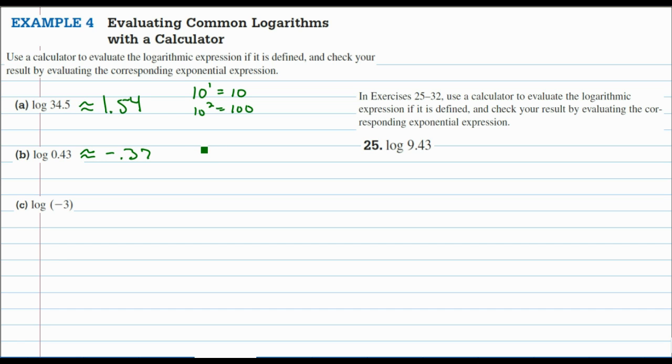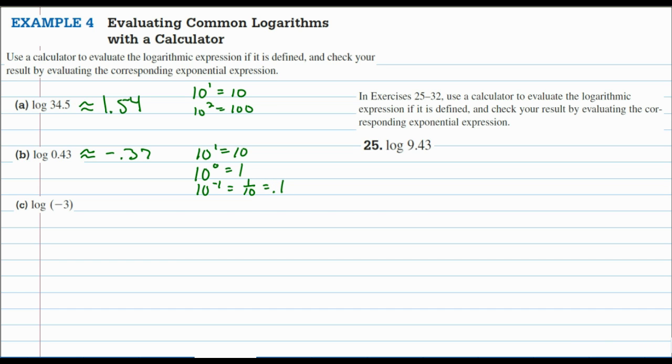Alright, so 10 to the first is 10. 10 to the 0 is 1, so I have to go even smaller than that. 10 to the negative 1 is 1/10, or 0.1. So it's got to be between 0 and negative 1. The exponent of 10 that gets me 0.43 has to be between 0 and negative 1, because 10 to the 0 is 1 and 10 to the negative 1 is 0.1. And I'm only looking for 0.43, between 0.1 and 1.